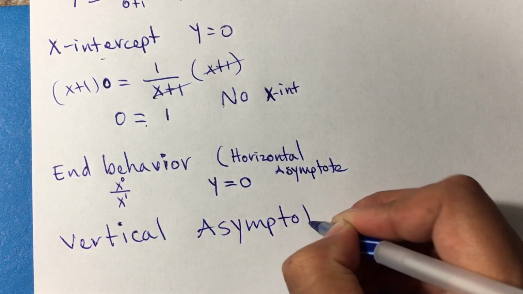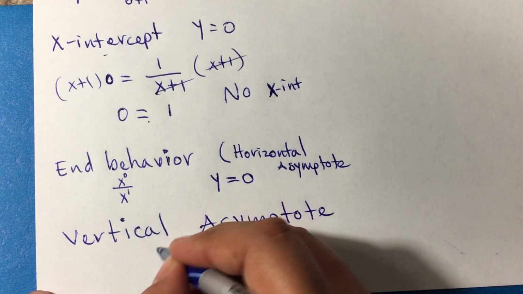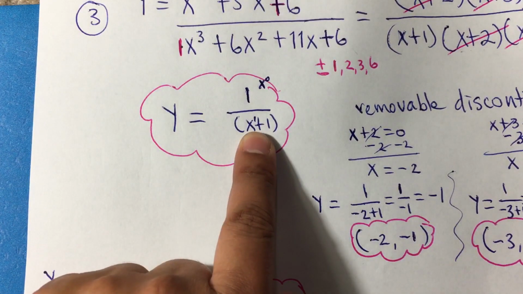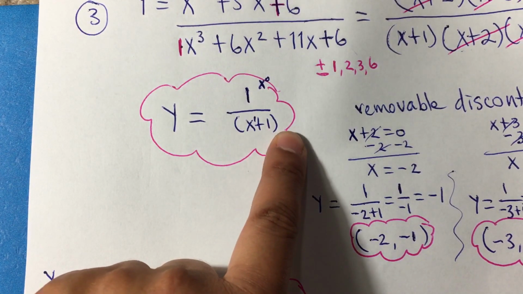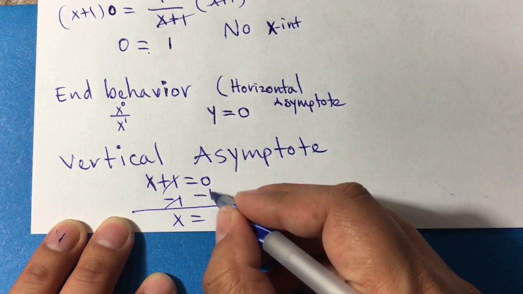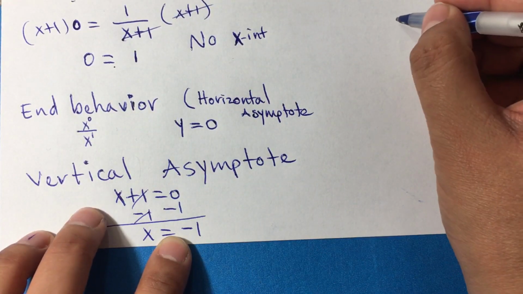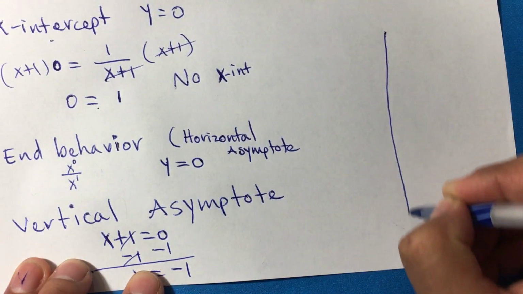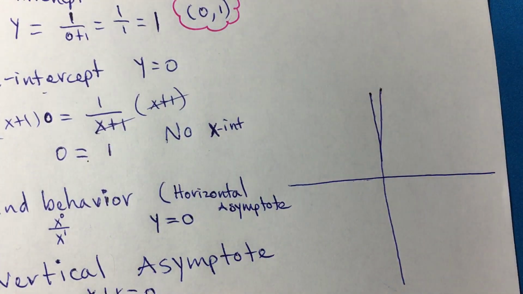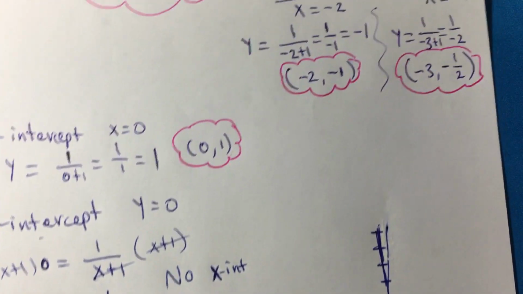Okay, and what about the vertical asymptote? For the vertical asymptote, remember that we get whatever is in the denominator and set it equal to 0. So we have x plus 1 equals 0. Why? Because we set whatever is in the denominator equal to 0. So minus 1, x equals 0 minus 1, which is negative 1. So that's my vertical asymptote actually. Whoops, it's a little crooked.